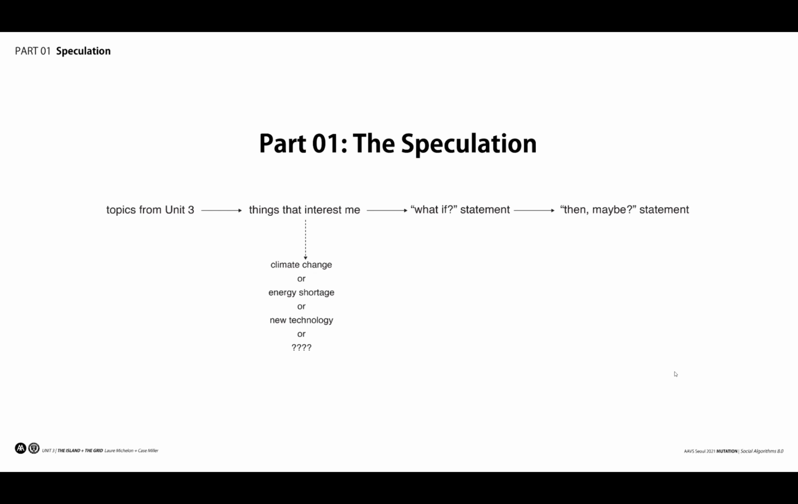So how do we get there? How do we take an 8-day course, a set of machine learning principles, and project them into this speculative realm? The way we do that is through a pretty simple process of asking questions. We started by saying, here's the topic. We let the students pretty much pick whatever interests them. Then we had the students posit a what if statement, and from that what if statement, we generate a then maybe statement.